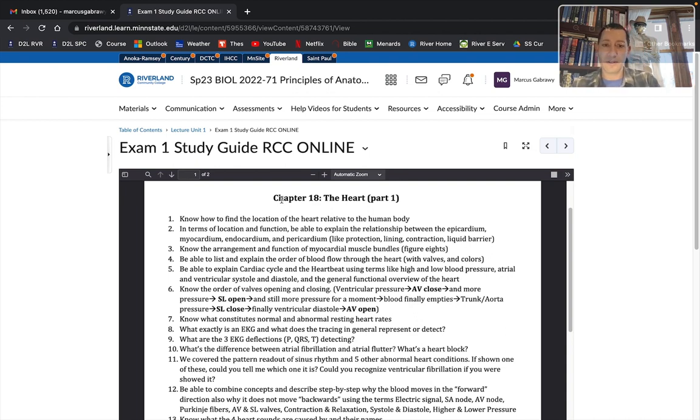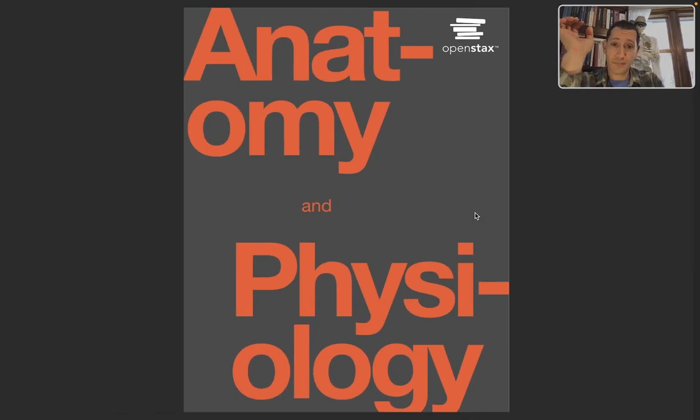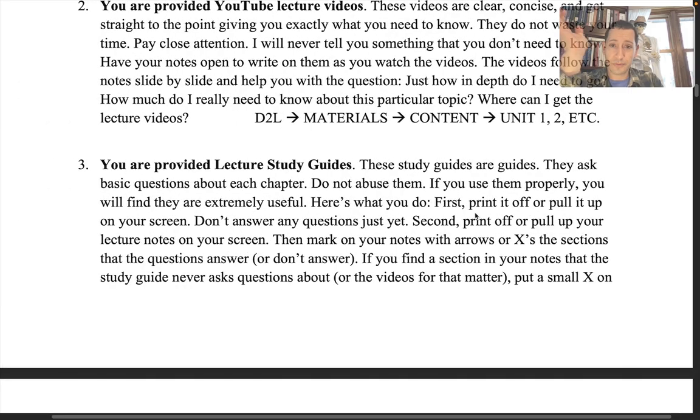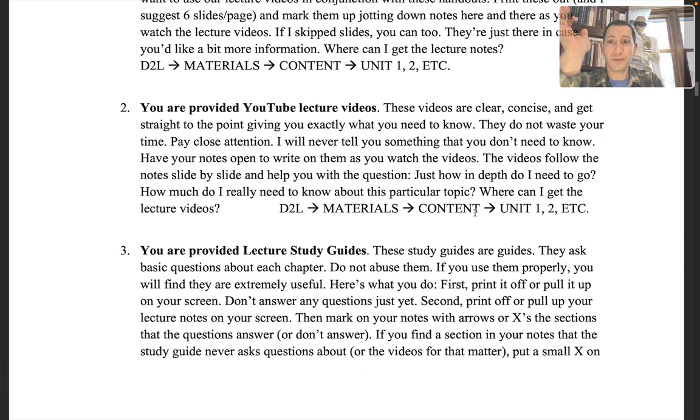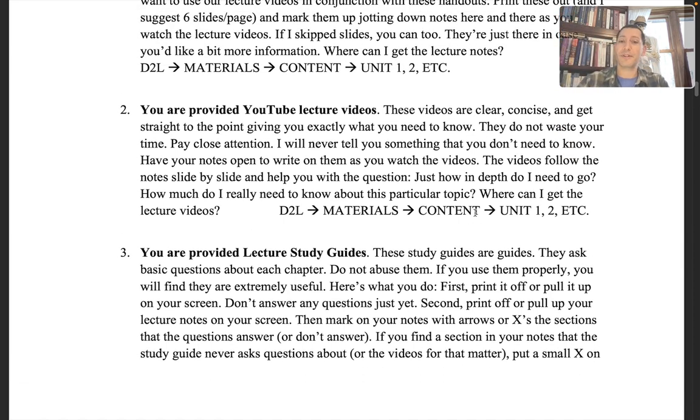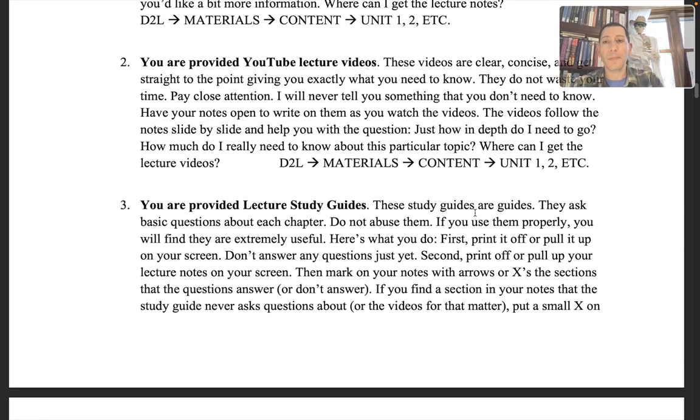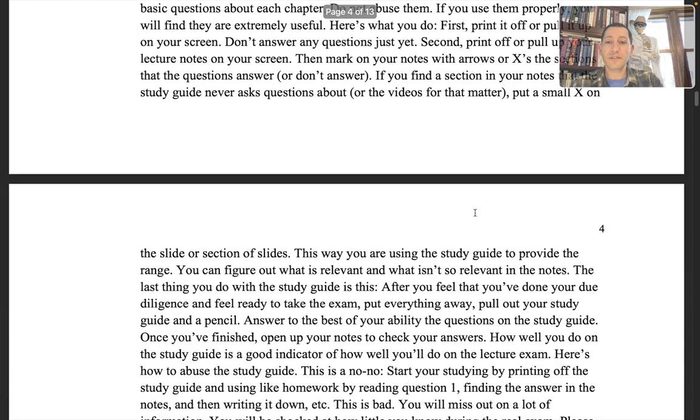All right, have I said enough about this? You guys, this is A&P2, so I'm certain A&P1 was, even if it wasn't 100% the same as how we're doing this, I'm sure it's 90% the same. Okay, so that's your study guides.